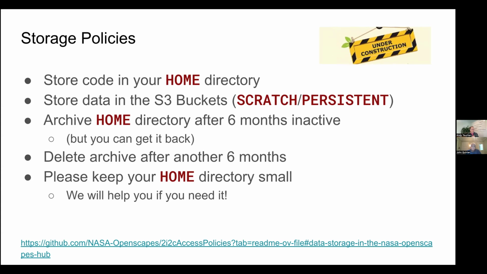We're going to be archiving home directories after 6 months of inactivity. And we actually archive it to a different S3 bucket. If you come back and you see that your home directory has been wiped out, you can get it back from us. That's easy enough for us to restore. However, after that archive has been sitting for another 6 months, then that will also get removed. So those are the policies around how long you can keep things.